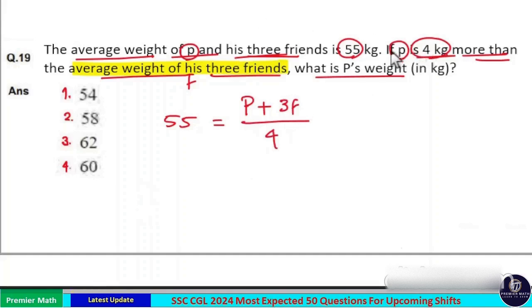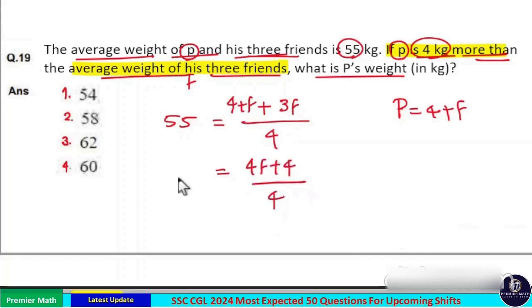Now here the weight of P is 4 kg more than the average weight of 3 friends. That is, P's weight is equal to F plus 4. And if you substitute P is equal to 4 plus F, this will become 4 plus F plus 3F, which is 4F plus 4, divided by 4, is equal to 55.